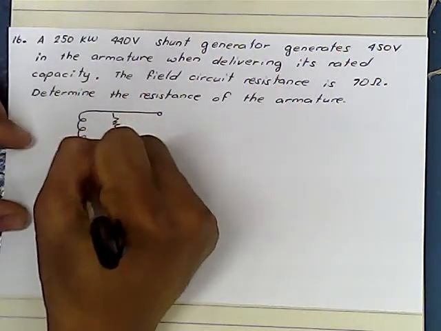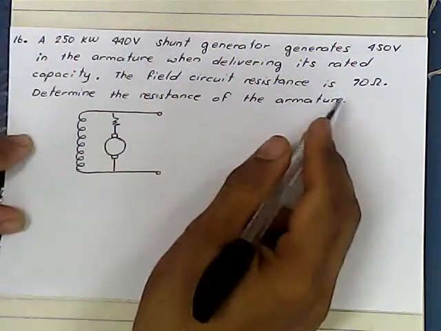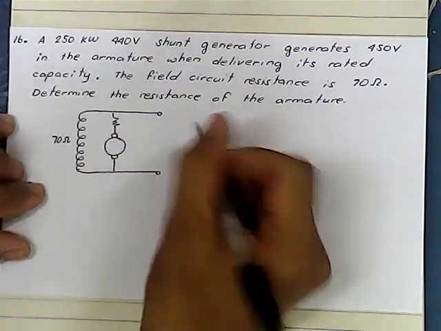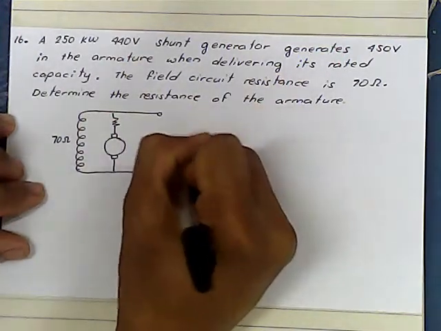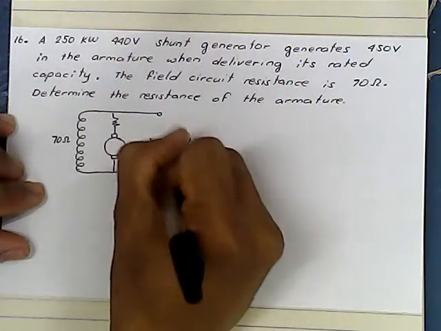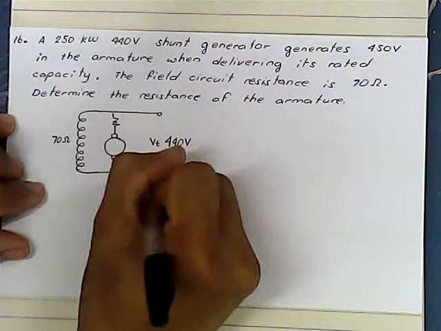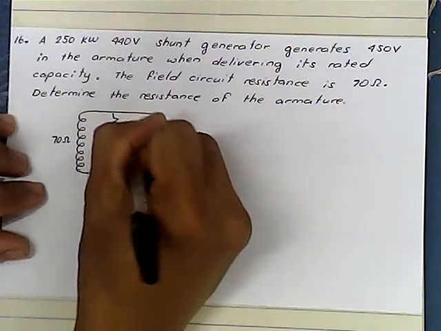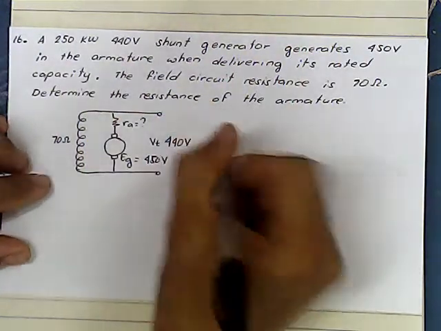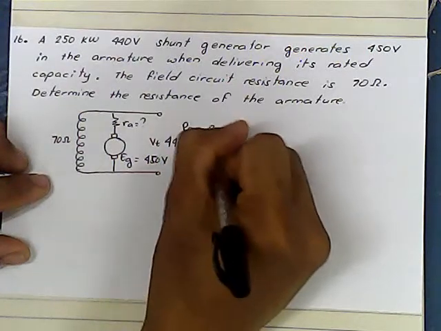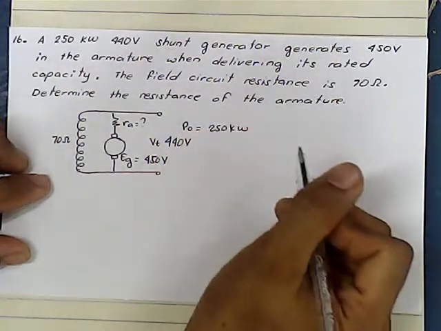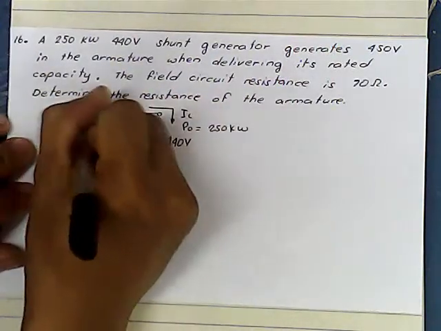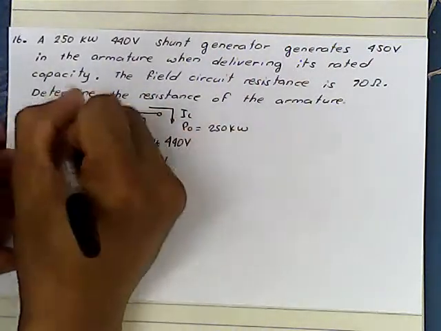Yung kanina, field current ang given. Ngayon naman po, ang given sa kanya, it's the field circuit resistance, that is 70 ohms. Next, the terminal voltage is 440 volts. Okay, that is VT. While EG is equal to 450 volts. Ang hinanap po natin dito again, it's the RA. Yung power output natin dito is 250 kilowatts. Again, we have here the IA, tapos nandito po yung IL. Hopefully, nakakabisado na po nating lahat to.